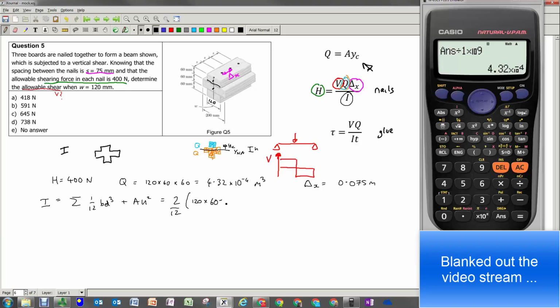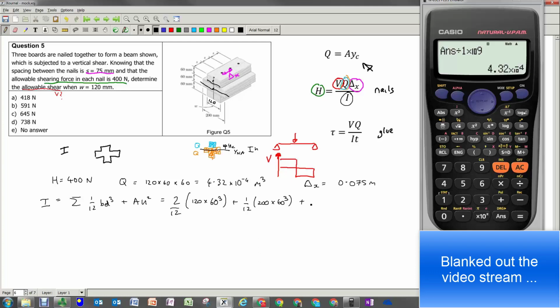So let's start summing up our 1/12 bd cubed. I use the fact that we've got symmetry there, so I'm going to say that we've got 2 times 1/12 times the width there, 120, times 60 cubed. And then for the middle section we've got 1 of them, so 1/12 times 200 times 60 cubed. So that's the 1/12 bd cubed. Notice I've used symmetry there, and I've doubled the top and bottom one.